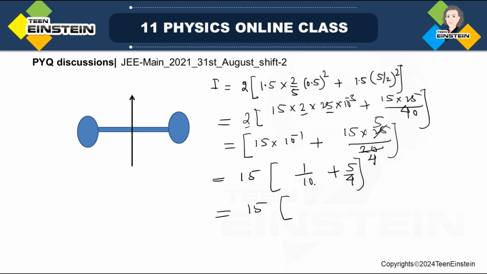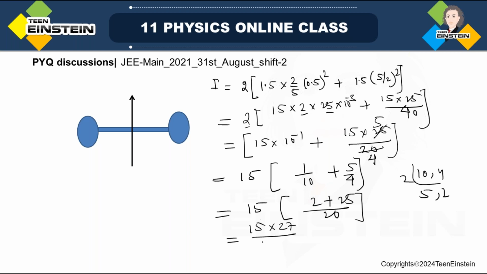So this will be 20. 2 5s are 20, 2, plus 25. So what we get? We get 15, 27 divided by 20, right? This I can do like this, 5 4s are 20. So I have 81 divided by 4.